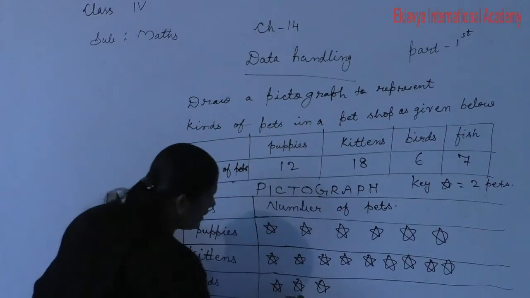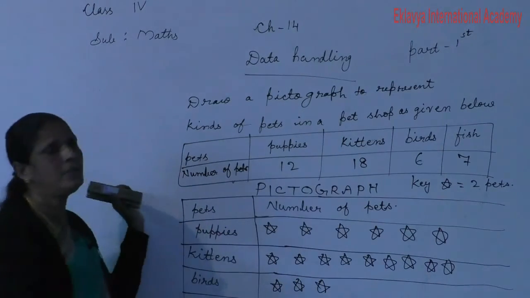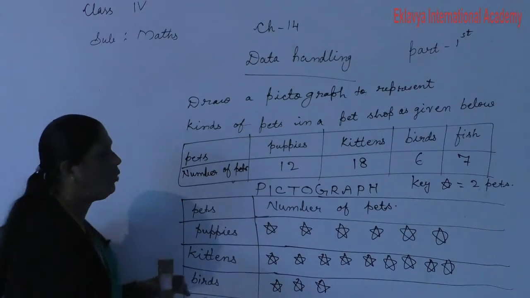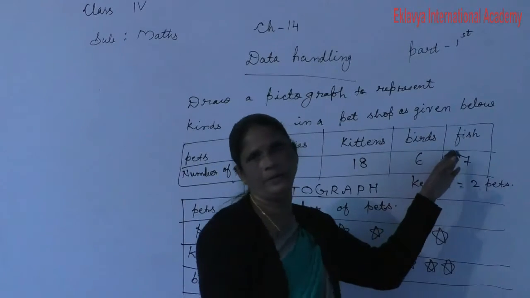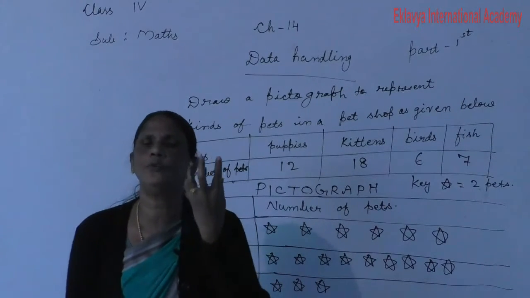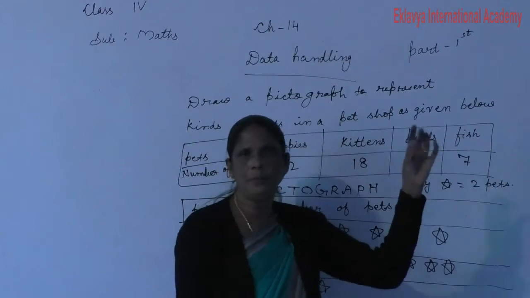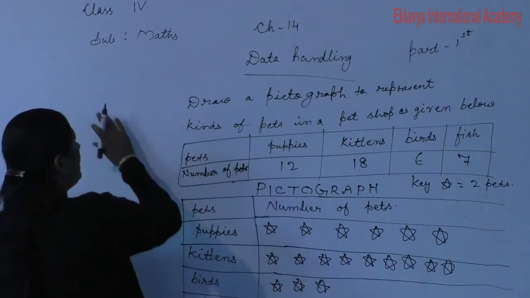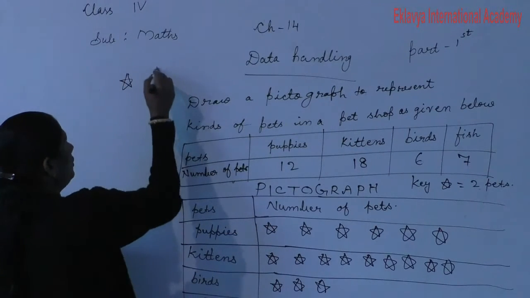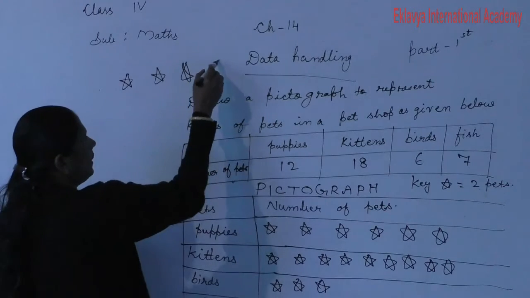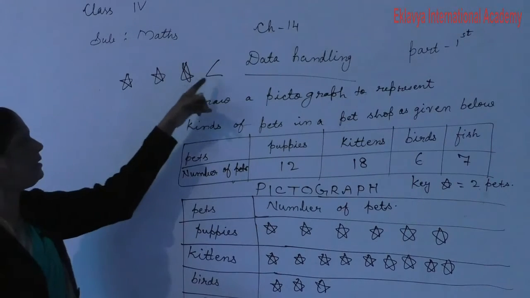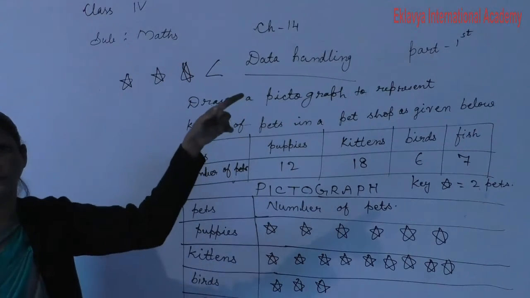Then again you draw this. The next pet is fish. How many fish do we have? 7. Again you divide, 7 divided by 2, you get 3 full, then 1 half. This way you write 1, 2, 3 and a half. This is 7: 2, 4, 6, then 7. Half of the star. Understand?